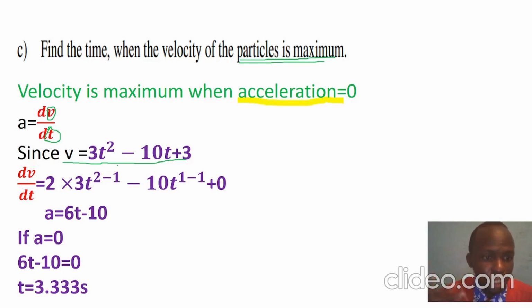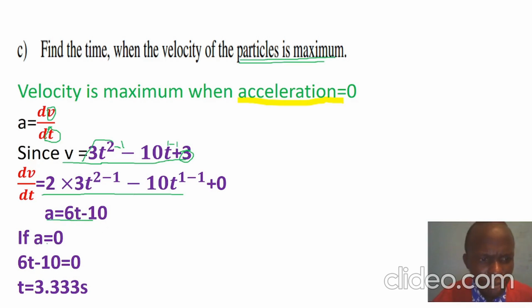So drop this 2 here, 2 minus 1, then this t is the same as t power 1, subtract 1, and then this will be just 0. Like you can see here, 2 times 3, now it simplifies to a is equal to 60 minus 10. So this is acceleration. For you to get acceleration, differentiate the velocity function.